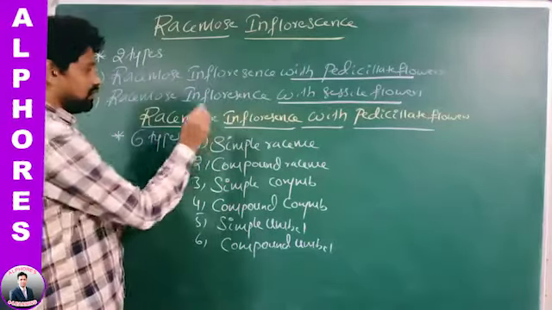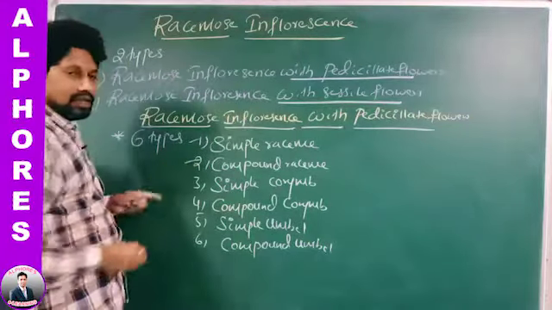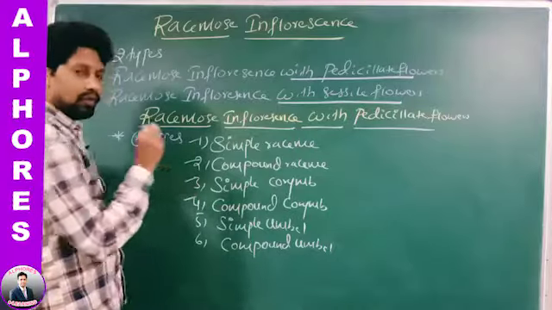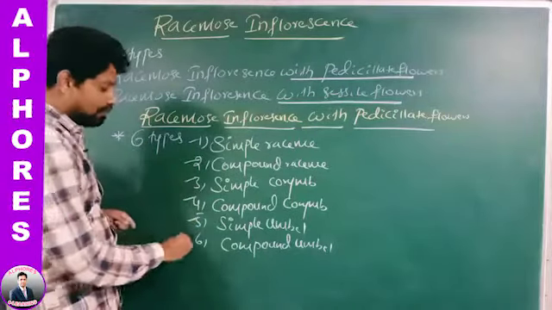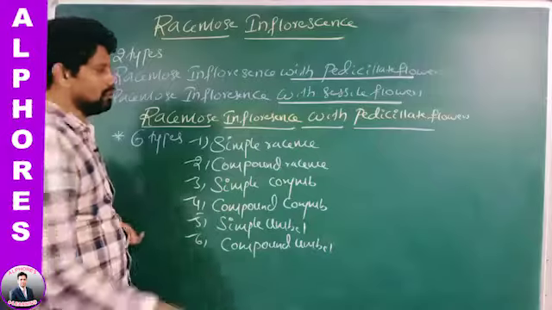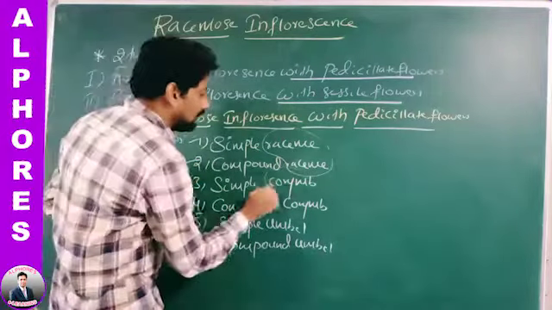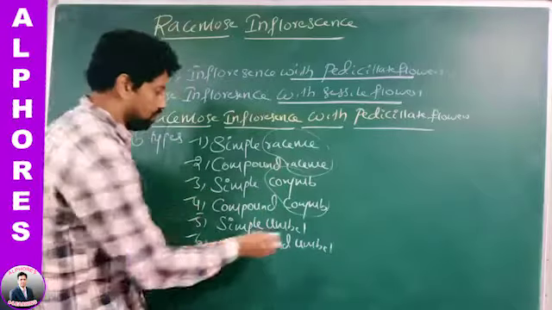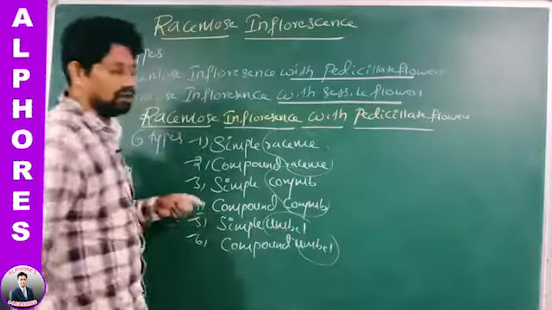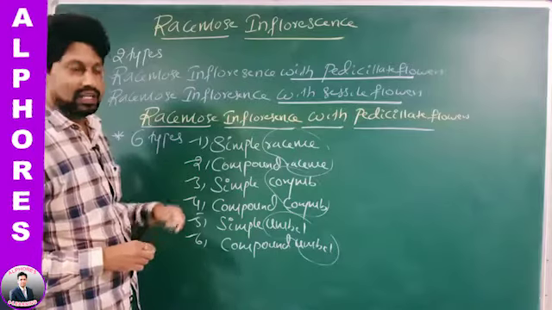Therefore, see once: simple raceme, compound raceme, simple corymb, compound corymb, simple umbel, compound umbel. Easy to remember: raceme, simple and compound; corymb, simple and compound; umbel, simple and compound. Okay, shall we go for the first one?